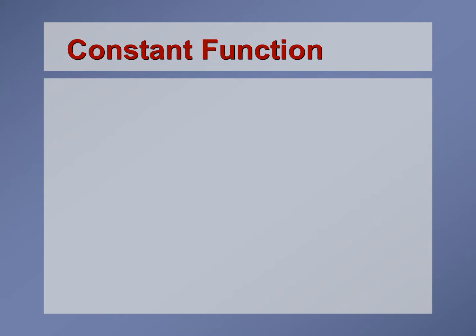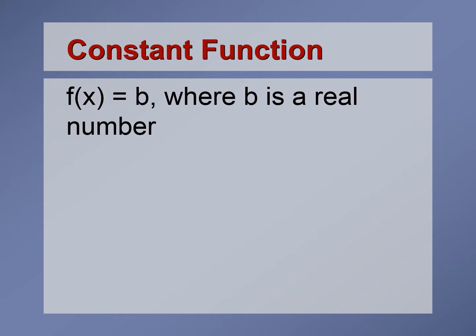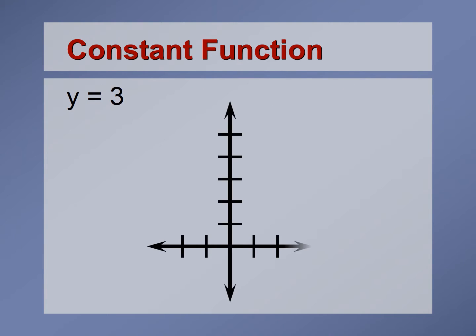Then we have what's called a constant function. A constant function is a little different because it looks like this, f of x equals b, where b is a real number. So this would be like y equals 2, or y equals 5, or y equals -3. Because there is no slope, or the slope is 0, that means that it is a horizontal line, and that horizontal line is going to be at y equals 3.